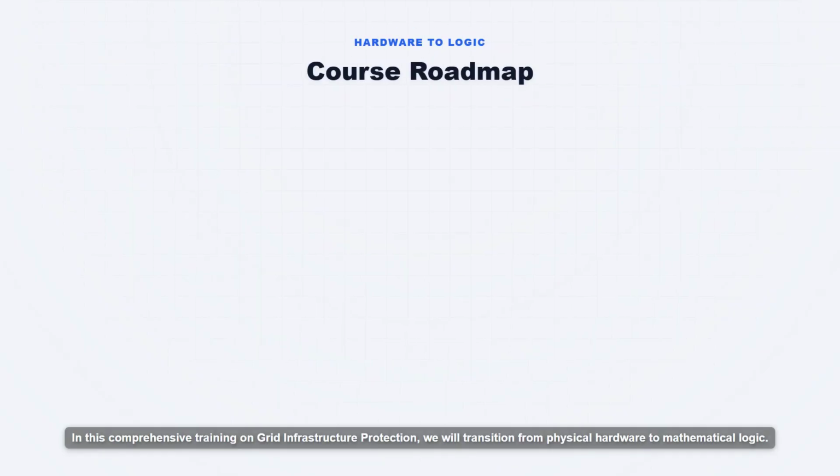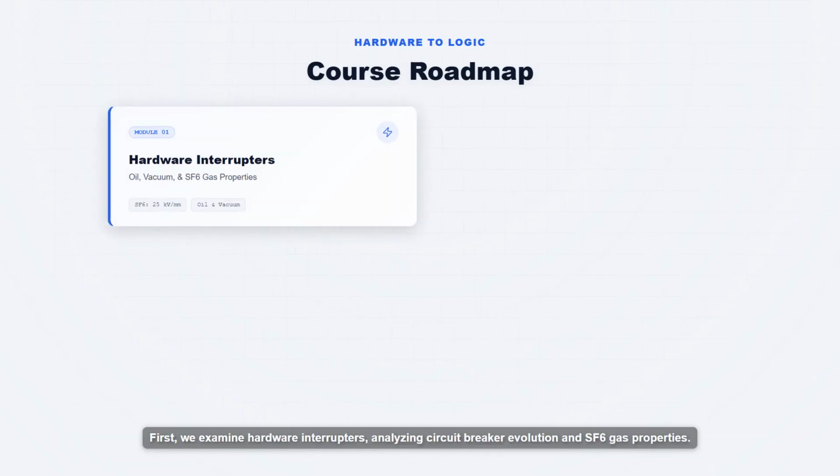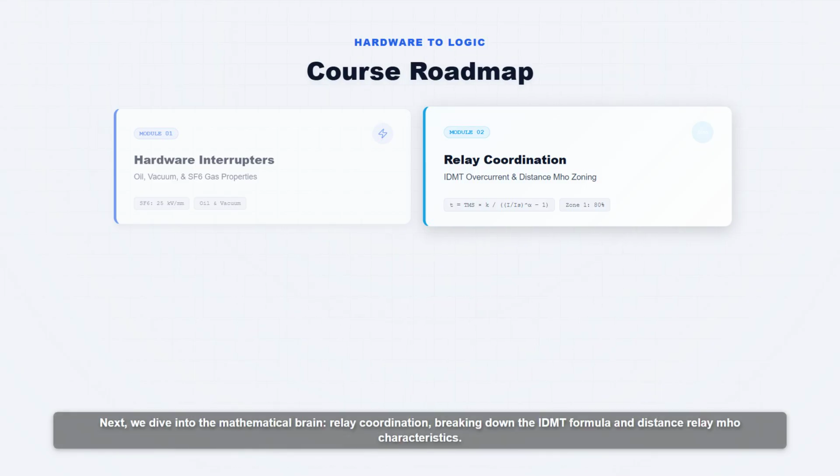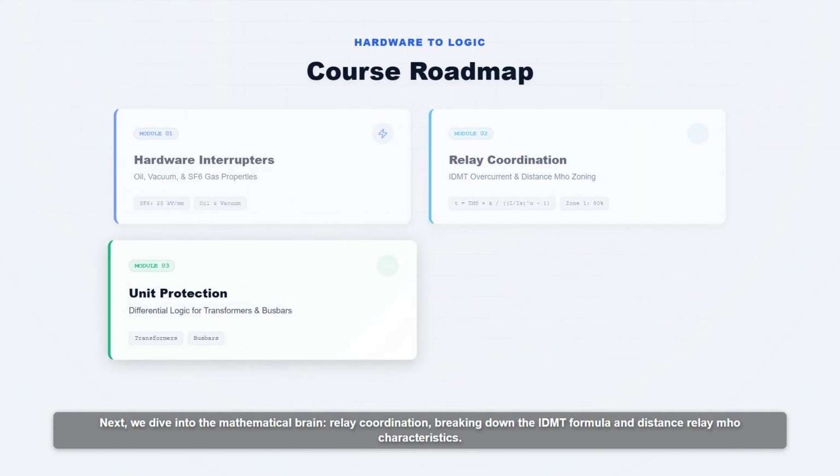In this comprehensive training on grid infrastructure protection, we will transition from physical hardware to mathematical logic. First, we examine hardware interrupters, analyzing circuit breaker evolution and SF6 gas properties. Next, we dive into the mathematical brain, relay coordination, breaking down the IDMT formula and distance relay MHO characteristics.